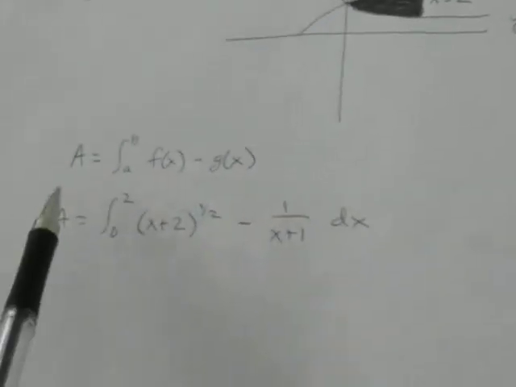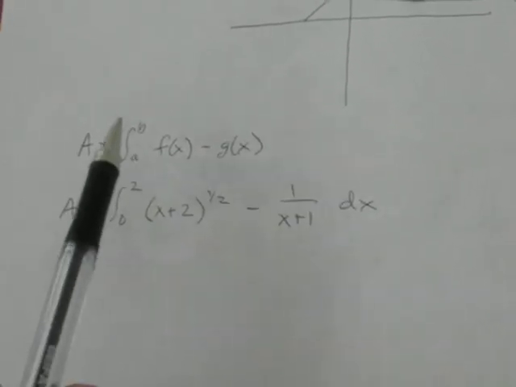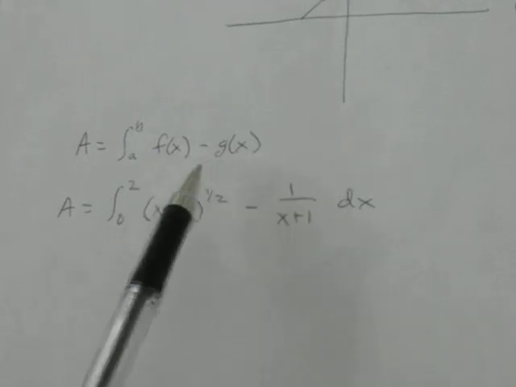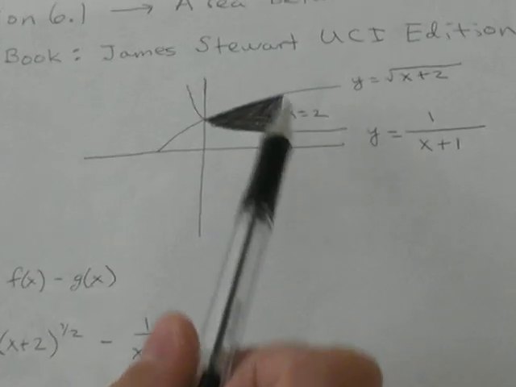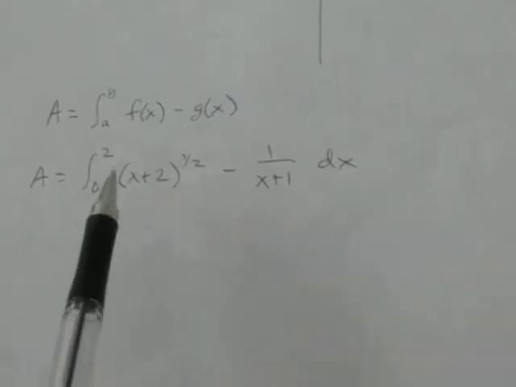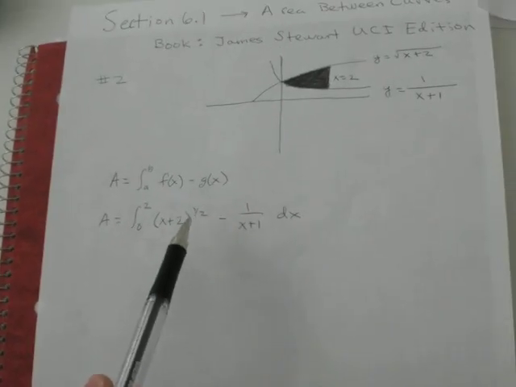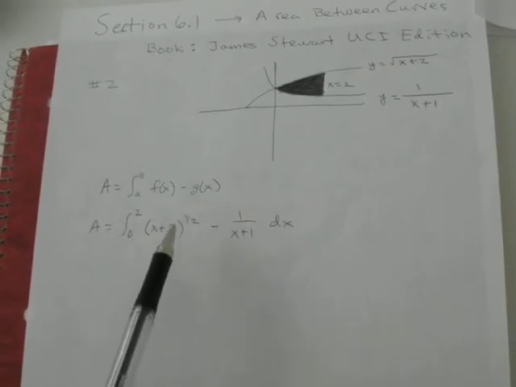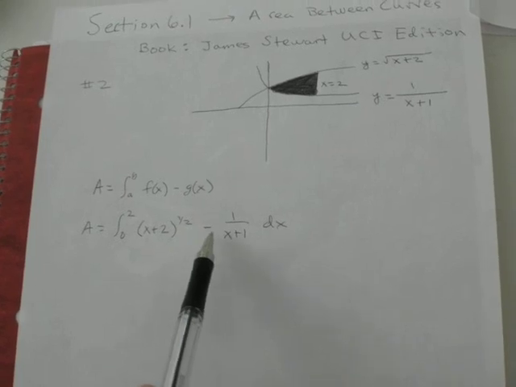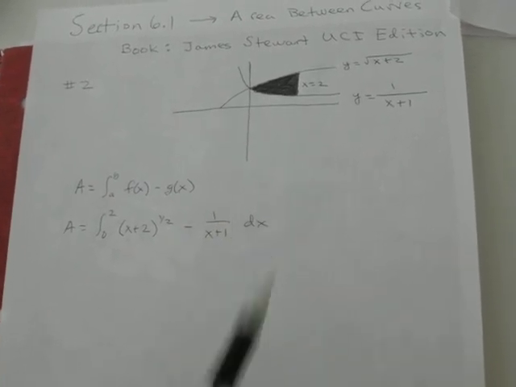So the general formula for finding area between curves is the integral from a to b of f of x minus g of x. In this case, we're doing top minus the bottom. So I wrote it out, and it's going to be the integral from 0 to 2, because we already know our bounds, of (x plus 2) to the 1/2, which is the same thing as the root of x plus 2, just easier to write, minus the bottom function, which is 1 over x plus 1, dx.